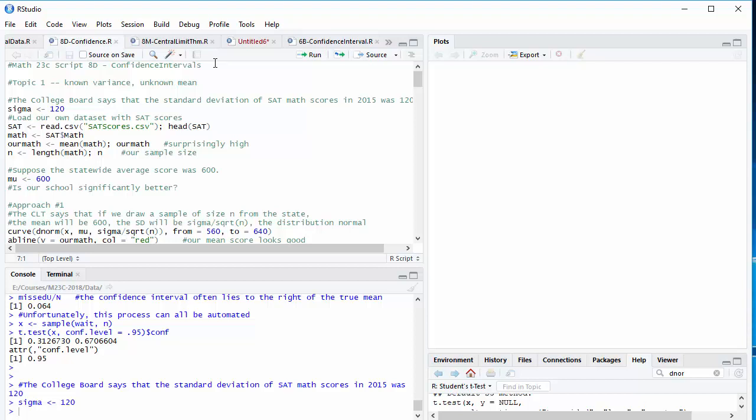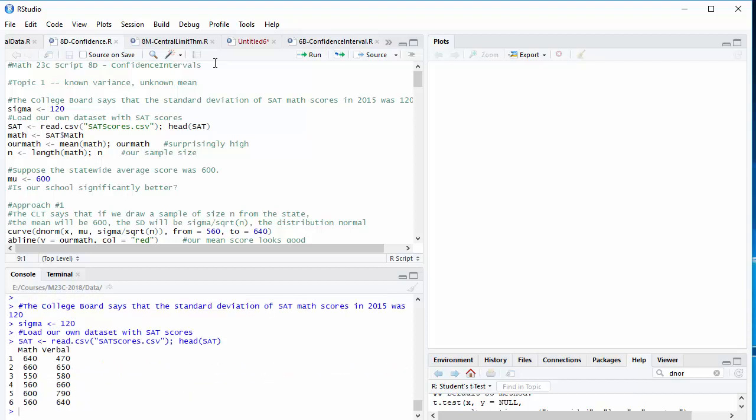Suppose you have a case where you've drawn a sample from a population. You think you know the variance of that population, but you don't know the mean. And a standard case where this is believed is SAT scores. You can look at the College Board website, and they say in 2015 the standard deviation of SAT math scores was 120. So I'll store that in the variable sigma, and I'll load up our data set with SAT scores.